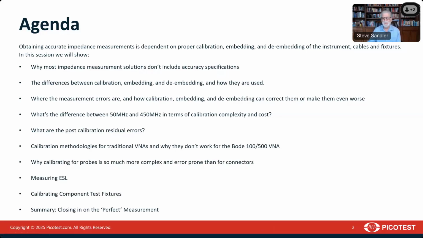What's the difference between measuring at 50 megahertz and 450 megahertz in terms of calibration complexity and cost? And what are the results? After all, nothing's perfect, even calibration. So what are the remaining errors? And how do we deal with things like test fixtures and additional adapters and cable extensions and things like that? Hopefully we'll cover all of those topics today, and at the end, you'll be experts in how to get really accurate measurements.